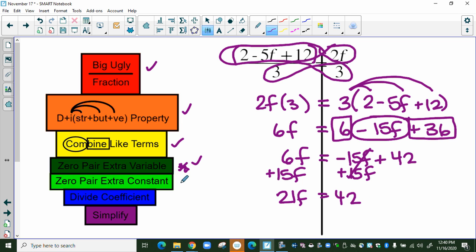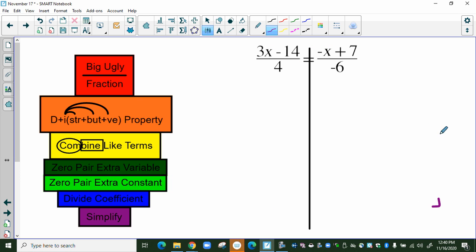And then I do not have an extra constant this time. Here's the variable. There's nothing else with it. This 42 is not the extra constant. Extra constant would be if there was one on the same side with the f, but there is not. So we can go straight to the division, which is right here, and f is equal to 2. Okay, let's look at one more like this.